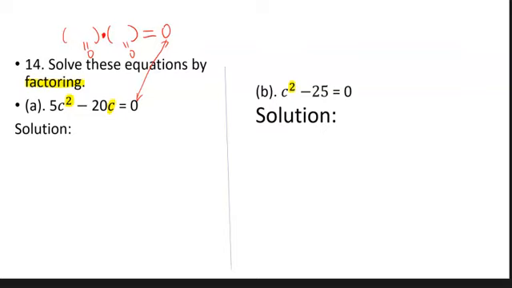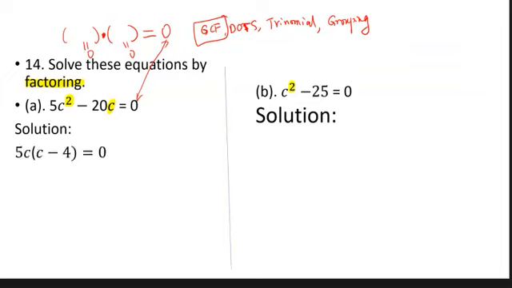So what we can do is to use factoring. Again, recall the 4 types of factoring: GCF, difference of two squares, trinomial, and grouping. So first we always check GCF. We notice 5 and 20, they have a 5 in common. C squared and C, they have C in common. So we're going to factor out a 5C.